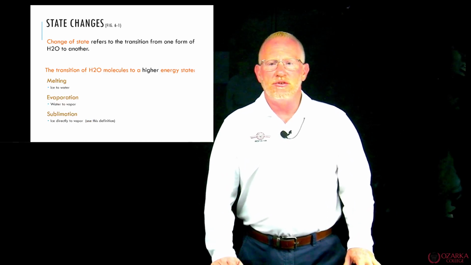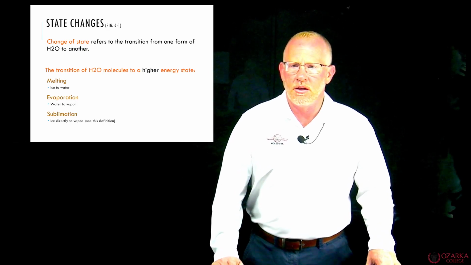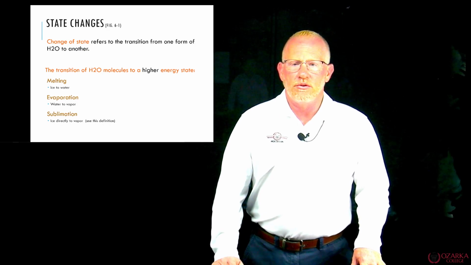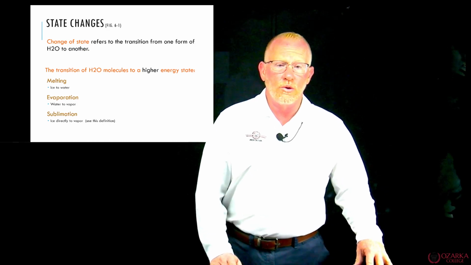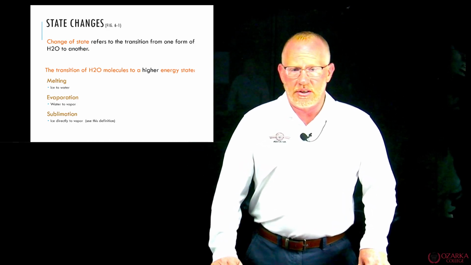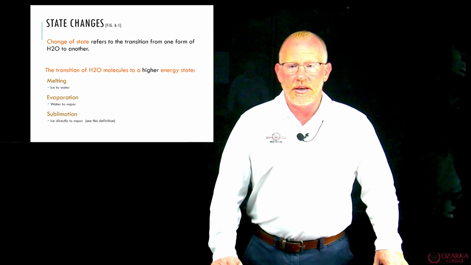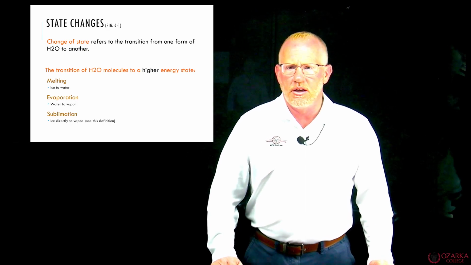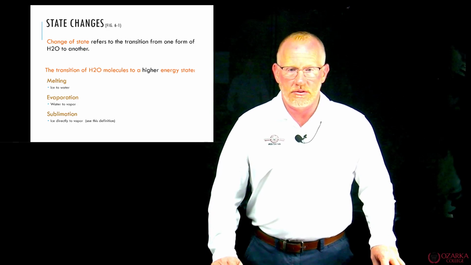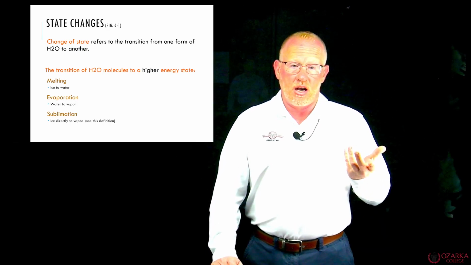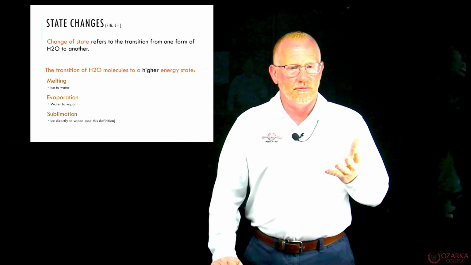Now, the change of state refers to transition from one form of water to another. The transition of water molecules to a higher energy state can go by melting, evaporation, or sublimation. Melting, we all know what that is. It's ice to water. Evaporation is water to water vapor. Sublimation is something you've probably never heard of, and that is ice going directly to a vapor. Think of dry ice. You take dry ice out, it's a block of ice, but when it melts, there's no water. It goes directly to vapor.